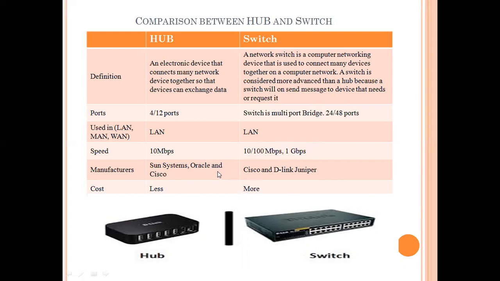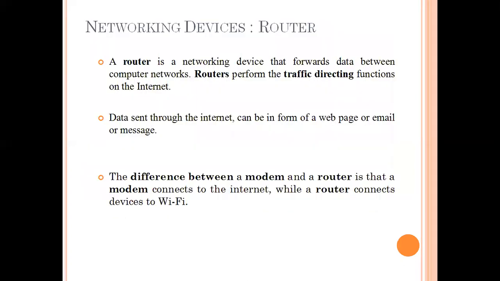Then there are different manufacturer companies for hub and switch. Okay, and the cost of a hub is less and a switch is more. Okay, because it has greater performance. And you can see here the diagrams of a hub and a switch, so you can clearly identify the difference. Okay, next important thing you are going to study is the router.